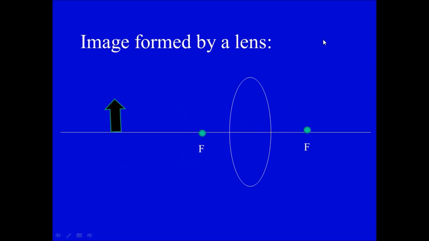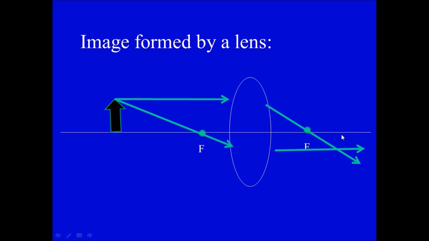Image formed by a lens. We can start by having a ray parallel to the principal axis. Then it will come through F here, or pass through F1 and come out parallel, so the image will be formed here. A third ray can pass through the nodal point, and it will come out unaffected, again to the same location.